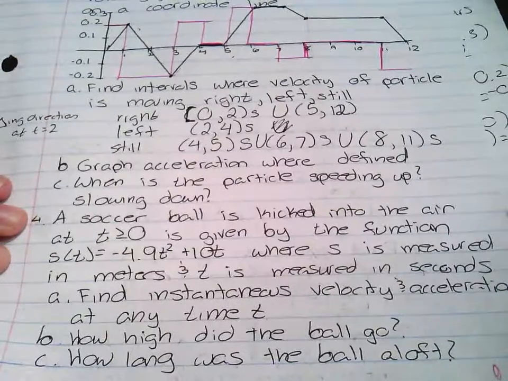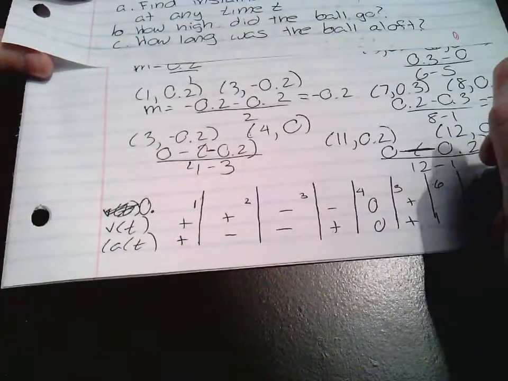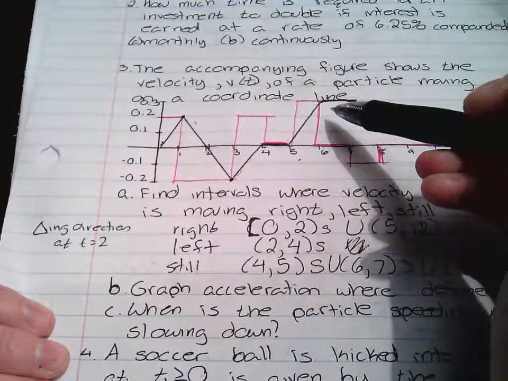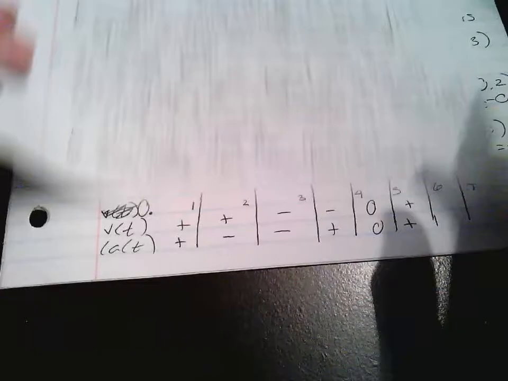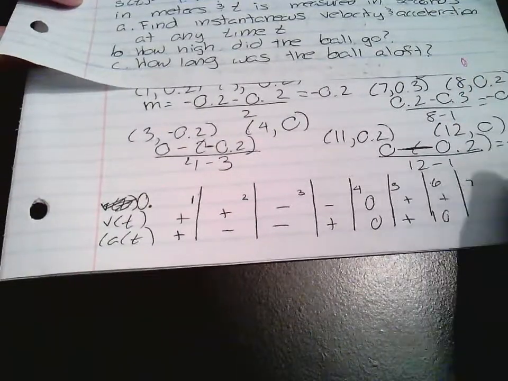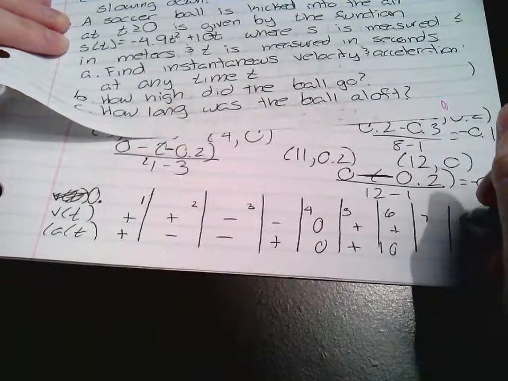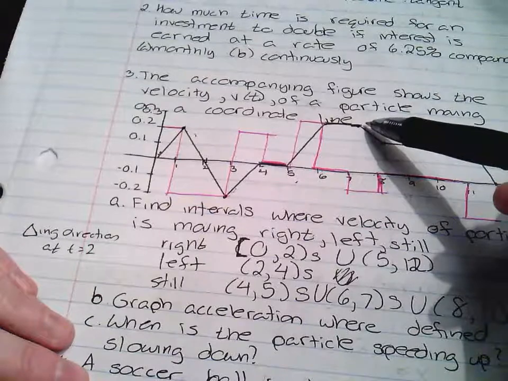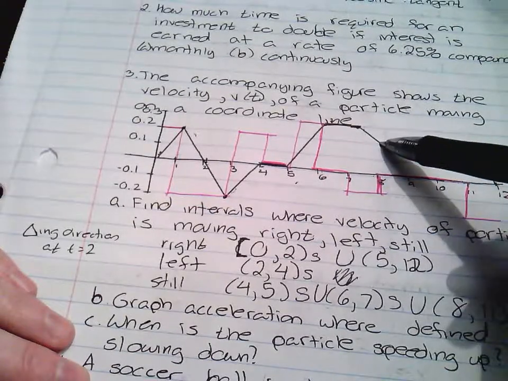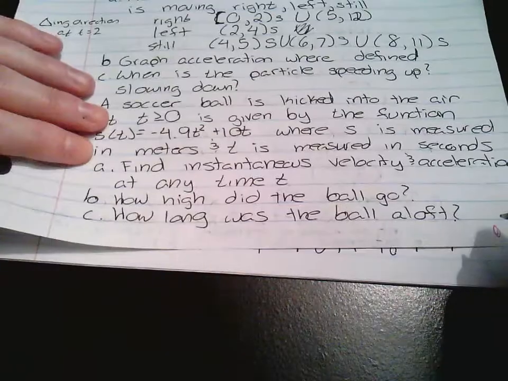And then we got 6 to 7. Velocity is positive, but acceleration is 0 because it's a line. Then we have 7 to 8. So velocity is above the t-axis, but acceleration is going to be negative. You can also see it right there. It's negative there. Negative, positive, 7 to 8.